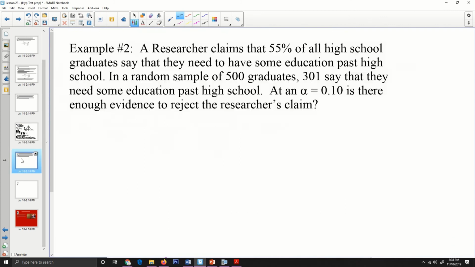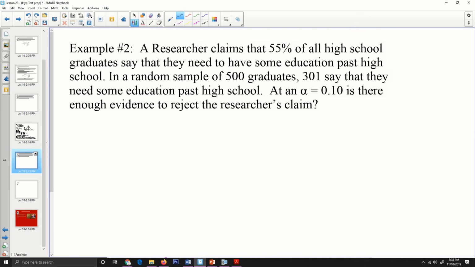All right, let's try another one. A researcher claims that 55% of all high school graduates say that they have to have some education past high school. In a random sample of 500 graduates, 301 say that they need some education past high school at the alpha equals 0.1 level. Is there enough evidence to reject the researcher's claim?